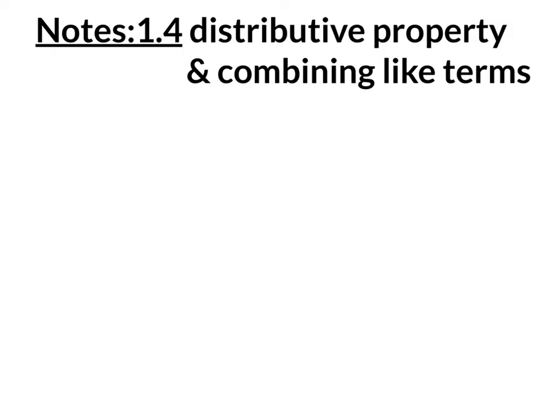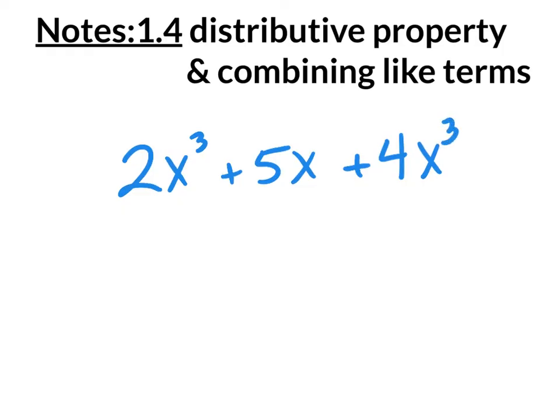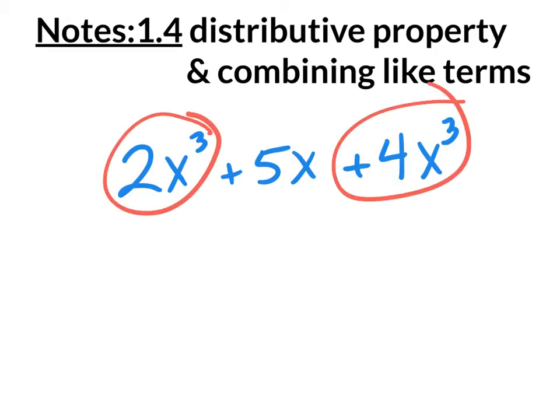So check this out. If I had like 2x to the 3rd plus 5x plus 4x to the 3rd, how many terms do I have here? Now, when I mean terms, I'm talking about the items that are being separated with pluses or minuses. I have 1, 2, 3 terms. Out of those 3 terms, which ones could I combine? The 2x to the 3rd with the 4x to the 3rd, right?